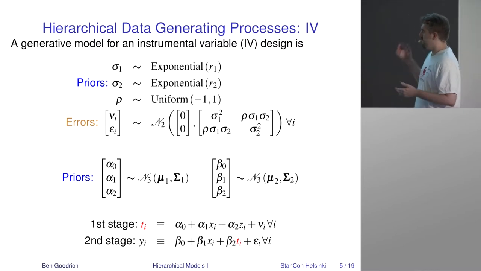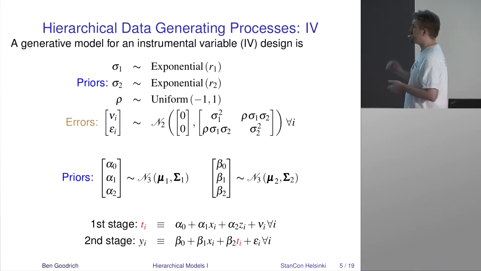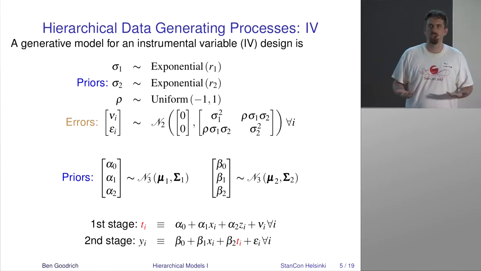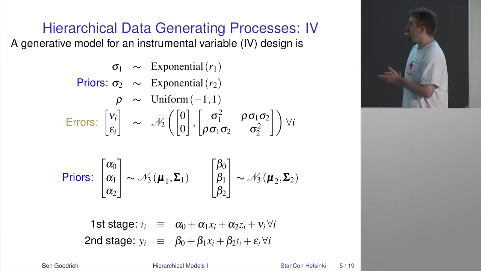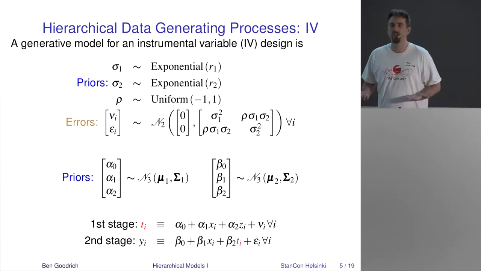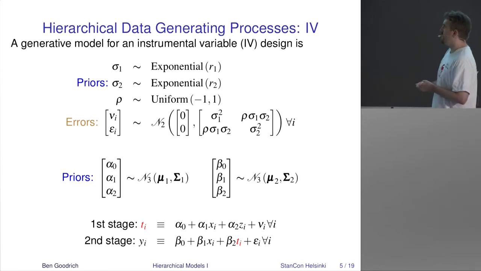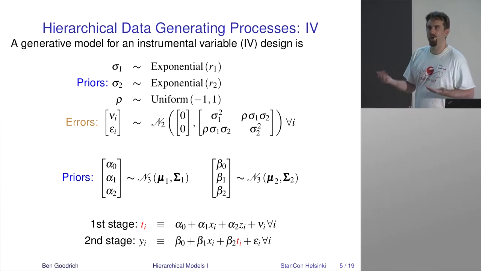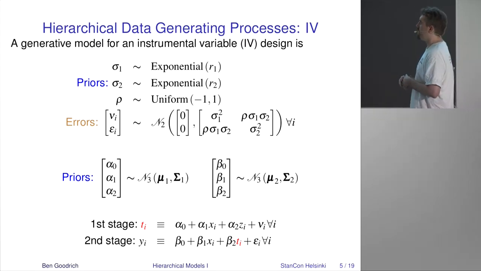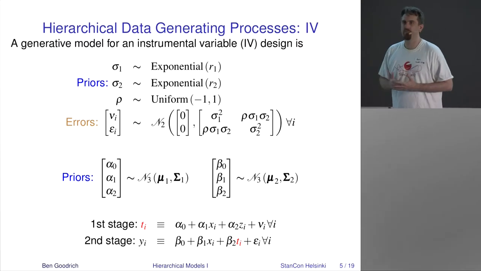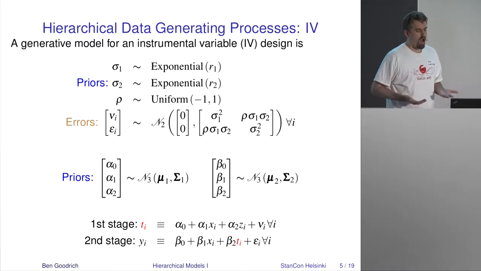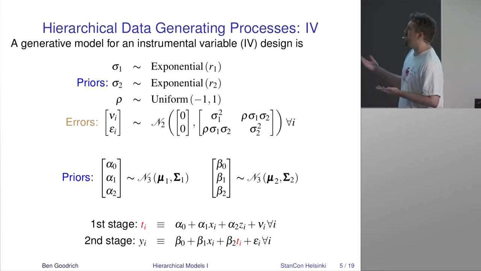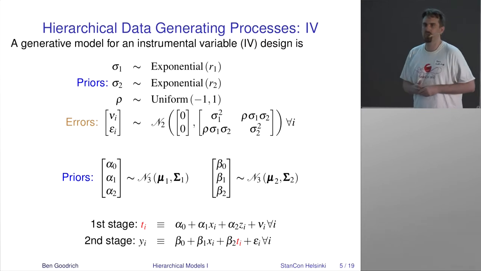And then the second equation, well, it's really all the same stage, we have some outcome, which is also a function of the control variable, but instead of being a function of z, it's a function of t. So we have beta 2 being multiplied by t, but t is the variable that we're modeling in the first stage of the process, and consequently we need to have priors on the alphas and the betas. These could be trivariate normal, they could be independent normals, they could be really anything, just for the coefficients on these two.